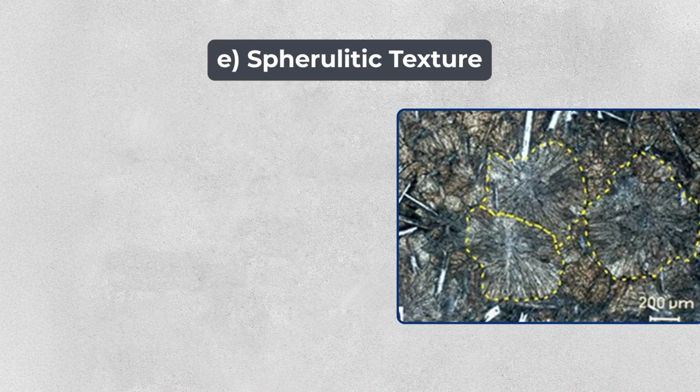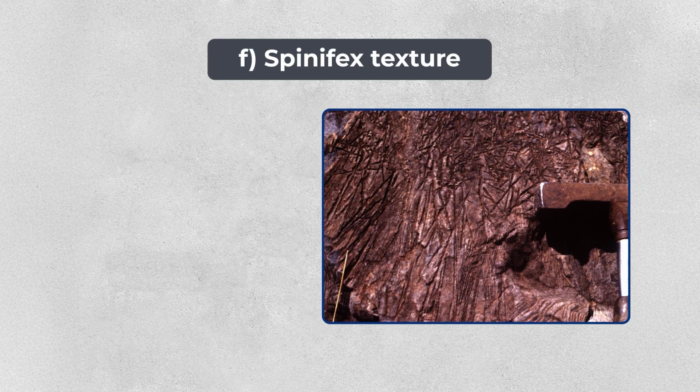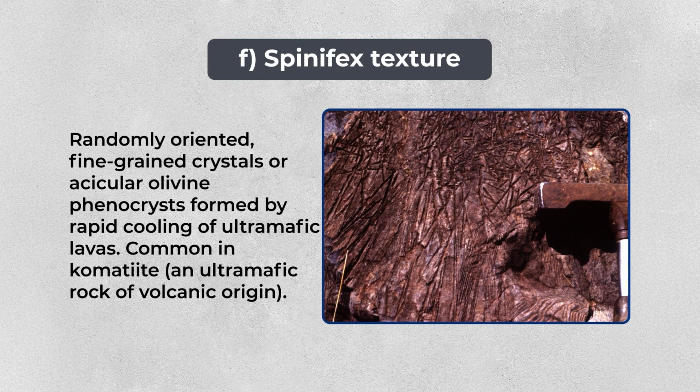Spherulitic texture. Rapid cooling and crystallization of viscous magma yields spherulitic texture. It is an aggregate of radiating arrays of needles, common in glassy rocks, shown here in the slide. Spinifex texture is randomly oriented fine-grained crystals or acicular olivine crystals formed by rapid cooling of ultramafic lavas, commonly found in komatiites. Komatiite is an ultrabasic rock of volcanic origin.